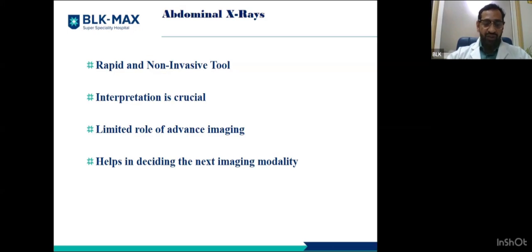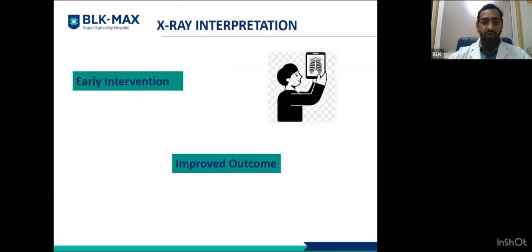And we all understand that there is a very limited role of advanced imaging, especially in the neonatal and pediatric age. All these advanced imaging, especially the CT scan, give a lot of radiation to the child. So we normally avoid getting these investigations done and try to limit the radiation dose to pediatric patients. A good X-ray interpretation will help us in early intervention.